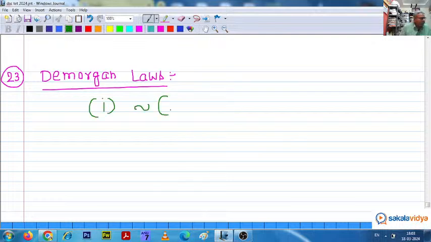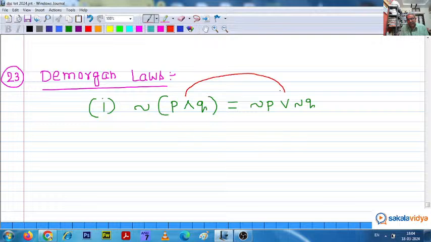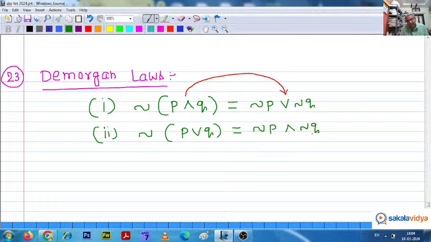First De Morgan law, very important. Negation of P and Q is equal to negation P or negation Q. So this symbol reverses. Please remember, my dear students. So check the symbol. One more, second one. Negation of P or Q is equal to negation P and negation Q. That means they are equivalent statements. Please note down in your notebook.